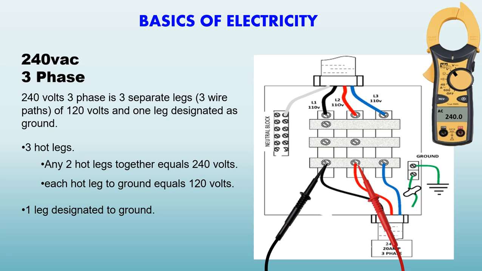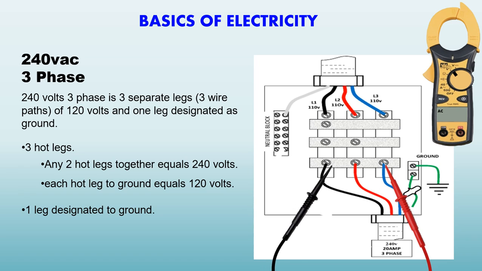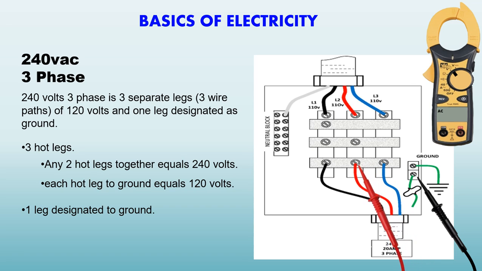We complete our testing program by going from L1 to L2, from L1 to L3, and then L2 to L3. Again, this completes the circuits across all three legs. Next, we move one meter lead to ground, and we test each individual leg. Each leg in 240 volt three-phase will now be equal to 120 volts each. We test all three legs to ensure we have proper voltage to all three.